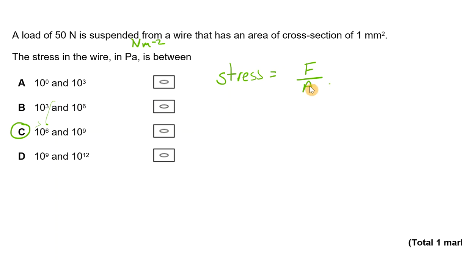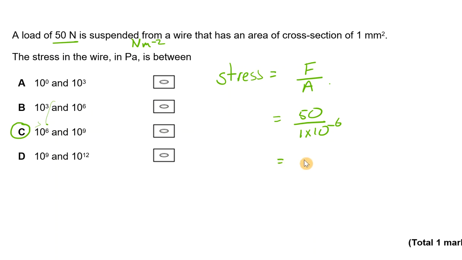So I just need to put the numbers in now. So the stress, the force we're told was 50 newtons. The area is 1 millimeter squared. Now I need to put this in meters squared because a pascal is a newton per meter squared. 1 millimeter squared is 1 millionth, or 1 times 10 to the minus 6 meters squared.